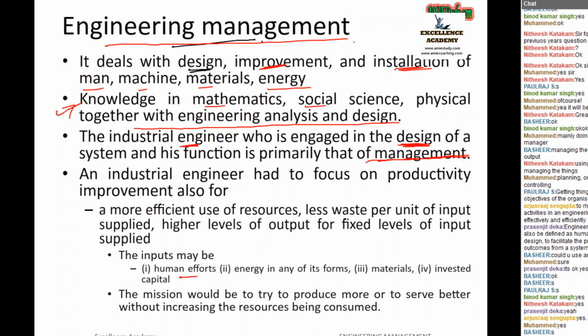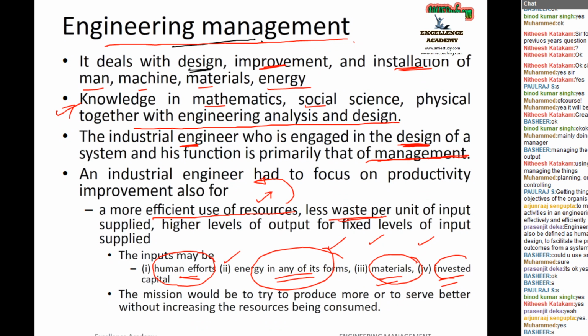That is human effort, energy in any of its forms, materials, raw materials, and more capital. So he has to calculate how much capital is required, how much raw material is required per year, what different forms of energy are required for increasing output, and how much labor is also required. He has to arrange these in such a way that efficient use of resources takes place and no waste should be there. So that is the role of an industrial engineer. He has to collect this much input in such a way that it is effectively used without any waste. You got what I am saying?